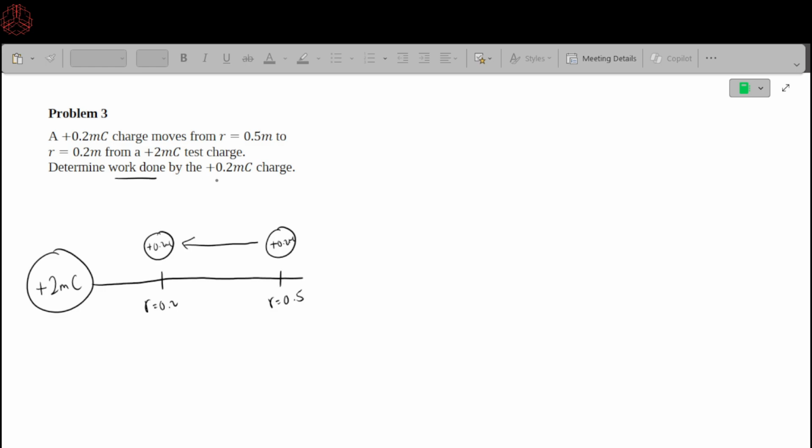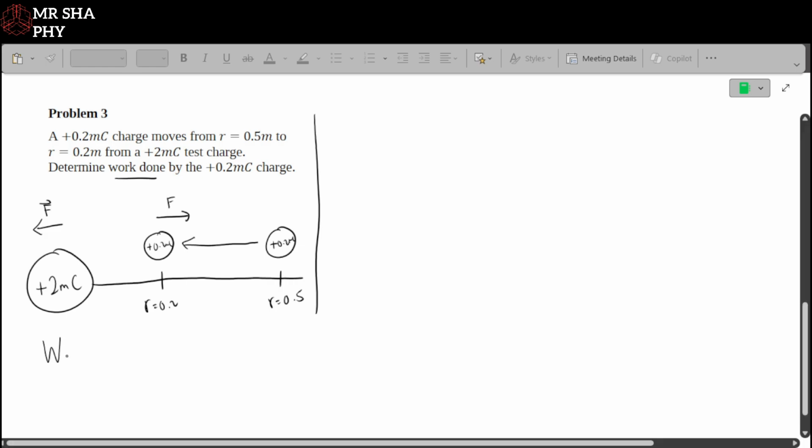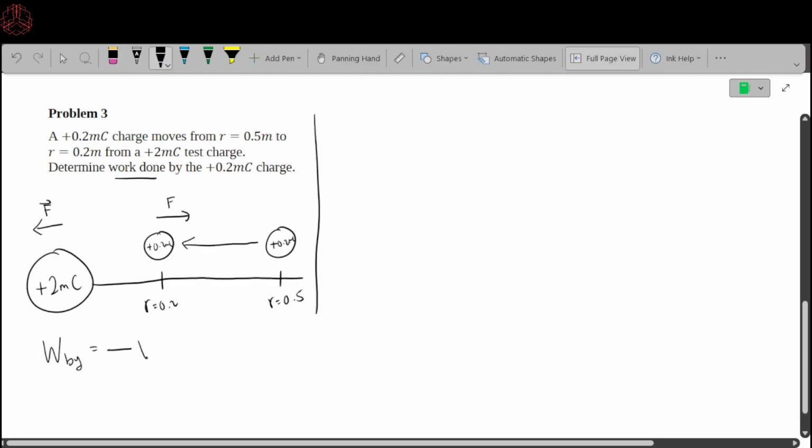And I want to determine the work done by the 0.2 millicoulomb charge. Well, if it was up to the charge, they're both positives, so their forces are actually opposing each other. So we actually have to do work on it. So then we have to say that, okay, our work done by is equal to the negative of work done onto. Okay, so not much of a problem there.